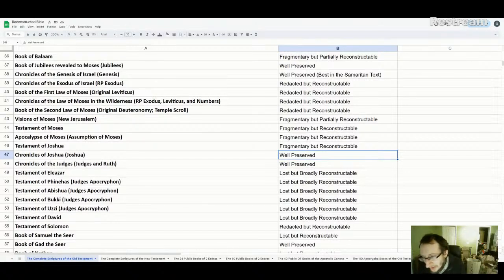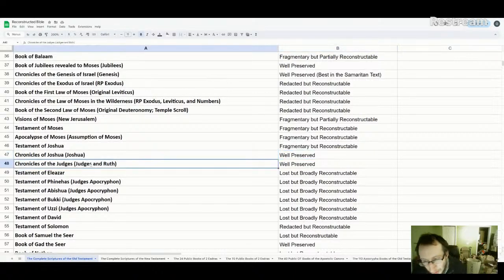Similarly with the Book of Judges, I think it's well preserved. Maybe the order might be a little bit off, and there might be a few things corrupted that need to be reconstructed. But overall, I'd say Joshua and Judges were preserved pretty well. The Book of Ruth, I think, was probably part of the Book of Judges originally.